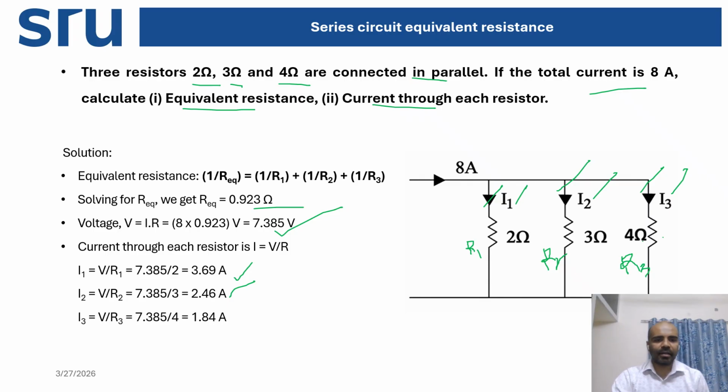this equivalent current, which is equal to 8 ampere. So if you add these three, you will get 8 ampere, right? Because here the current is additive in nature. So I equals I1 plus I2 plus I3. So I1 plus I2 plus I3 must be equal to this 8 ampere current, right?